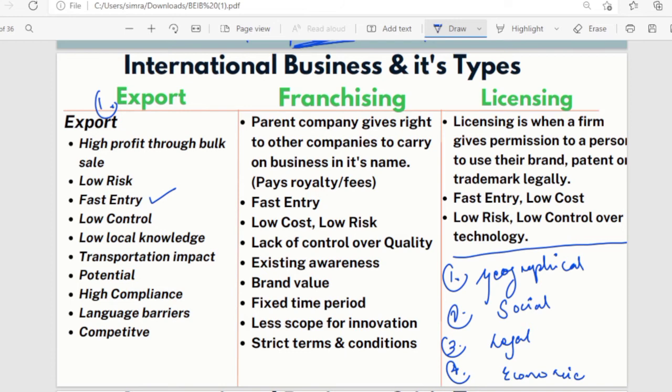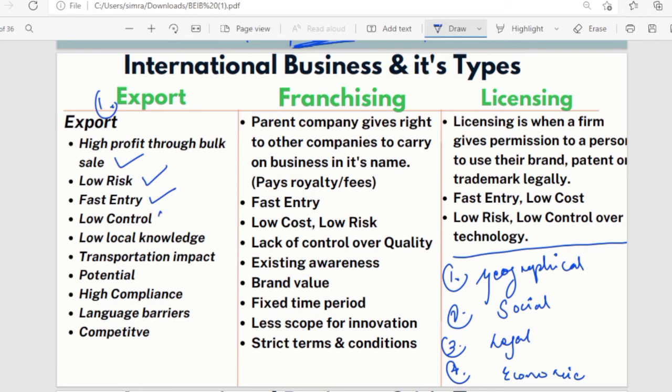Okay, so this is the first plus point. The second plus point is low risk. When you are doing international business via exporting, there is low risk. The chance of loss is less as compared to the other modes. The next plus point is high profit through bulk sale. Obviously, when you export your products in bulk, in huge quantities, the profit you earn will also be high. So high profit through bulk sale is another plus point of exporting.